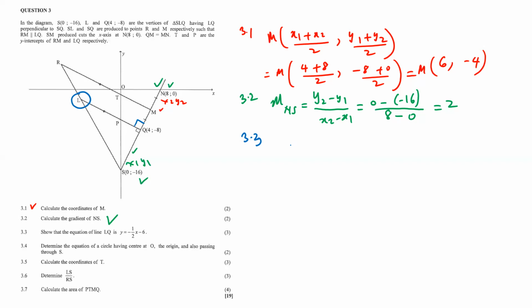So in other words, we note first things first that the gradient times the gradient is minus 1. Obviously, LQ is perpendicular to NS. What is the gradient of LQ? What is the gradient of NS? It is 2.